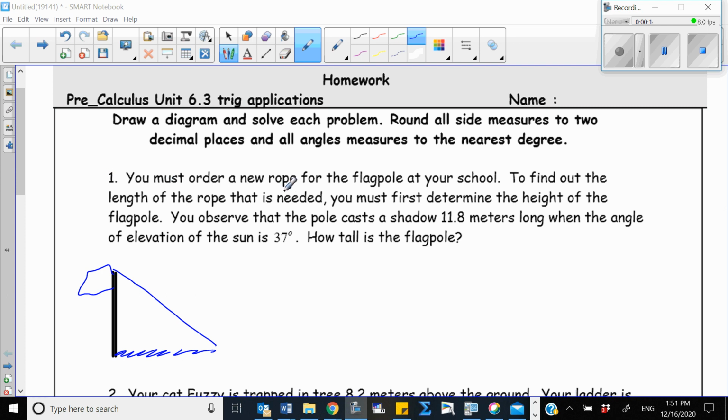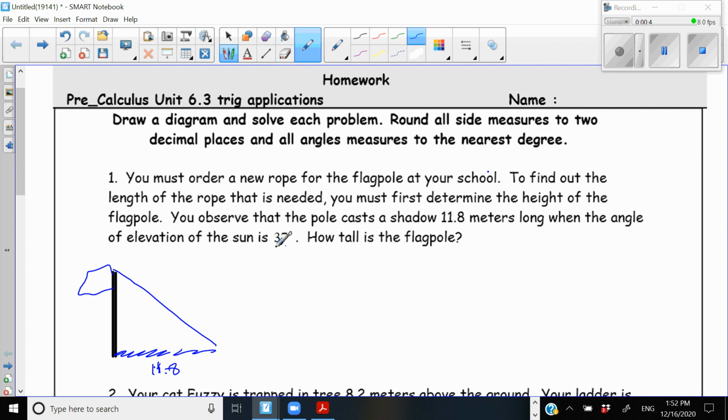You must order a new rope for the flagpole at your school. To find out the length of the rope that is needed, you must first determine the height of the flagpole. You observe that the pole casts a shadow which is 11.8 meters long. So this shadow is 11.8 when the angle of elevation is 37 degrees.